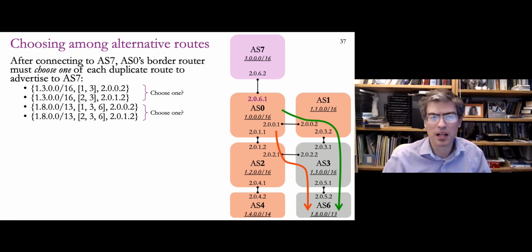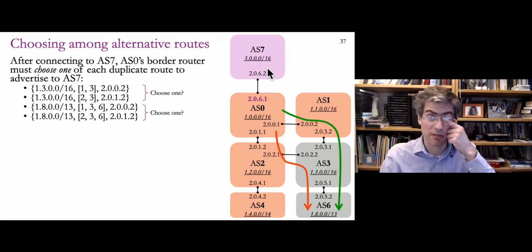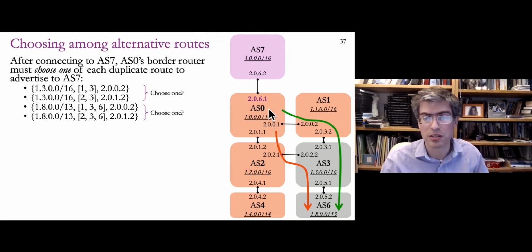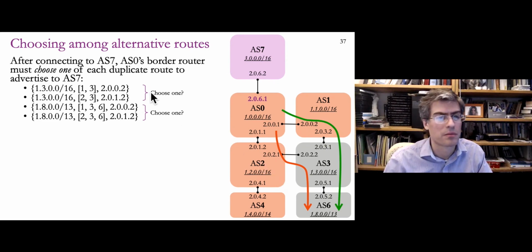Okay, so let's consider a 7th AS joining, AS7, which has a different block of IP addresses, but it doesn't matter. It connects to AS0, and AS0 now has to make an advertisement to AS7 about what can be reached. Now, AS0 has 2 different ways to reach these gray ASs, right? It can either go down or right. Which should it choose? Why don't you think about that for a second?